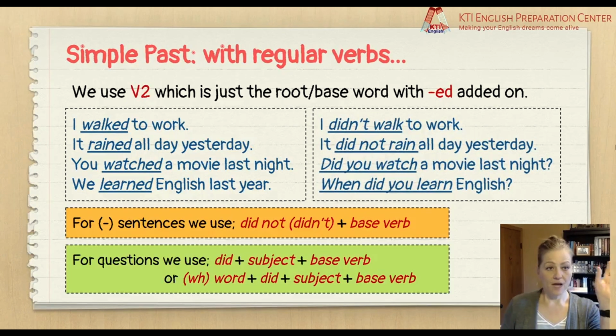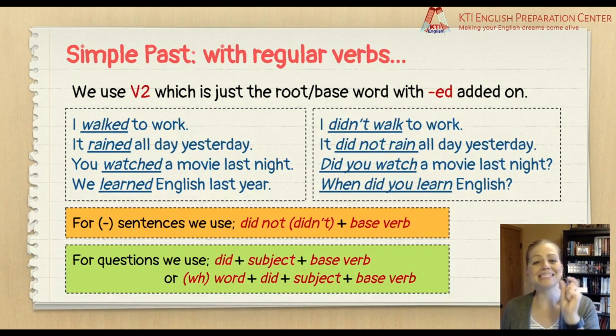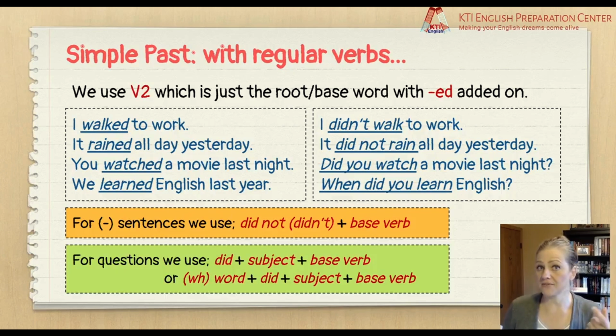So, I walked to work is simple past. I didn't walk to work, or did not walk to work, is the negative simple past. It rained all day yesterday. It did not rain all day yesterday. So you see, we go back to the base verb, rain, to rain.